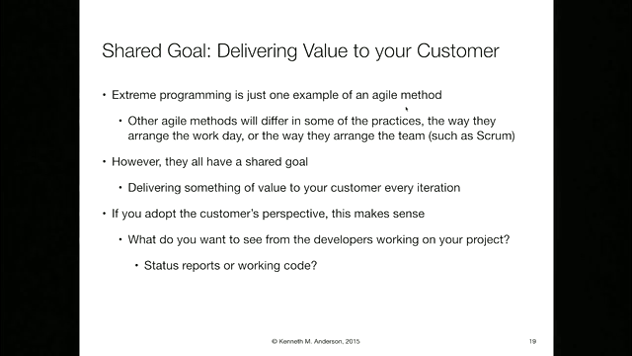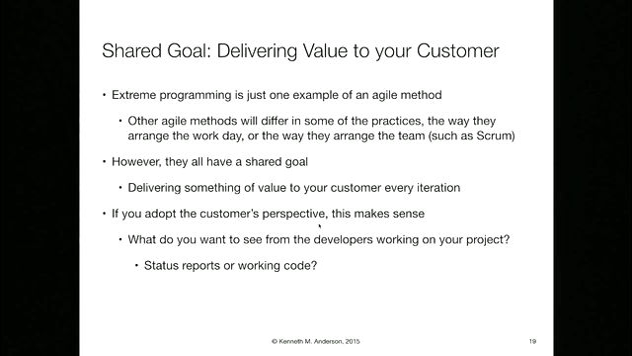So extreme programming is just one example. Other Agile methods will differ in the way they assemble the team, what practices they have. Scrum doesn't have some of the things that extreme programming has but shares many things, but then also adds things like a daily meeting where everyone meets at the start of the day for about 10 minutes and then they go their way, just as a check-in on status. So the different life cycles will arrange things in slightly different ways. But they all have one shared goal, and that's delivering something of value to your customer every iteration, no matter what your iteration size is.